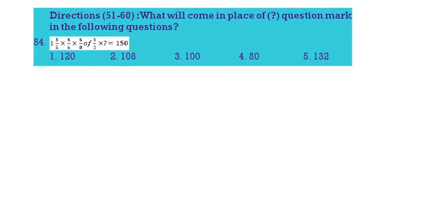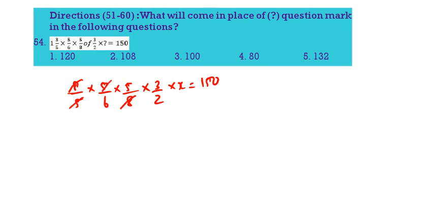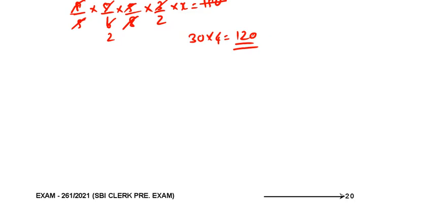1 3 by 5 means 8 by 5. So 8 by 5 into 5 by 6 into 5 by 8 into 3 by 2 into x is equal to 150. 8 8 cancel, 5 5 cancel. Now, 3 1s, 3 2s, 5 1s, 5 30s. What is 30 into 4? 120. 120 is the correct answer. Next question, 55.